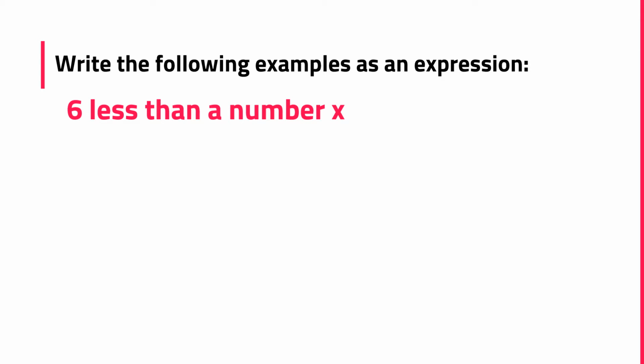All right, let's jump right in. We're going to look at examples. The first set is given the words. We're going to write them in letters, numbers, and symbols. So the first thing we want to acknowledge is that less than means subtraction. But remember that L sound? Less than goes last. So 6 less than a number X. So order does matter.